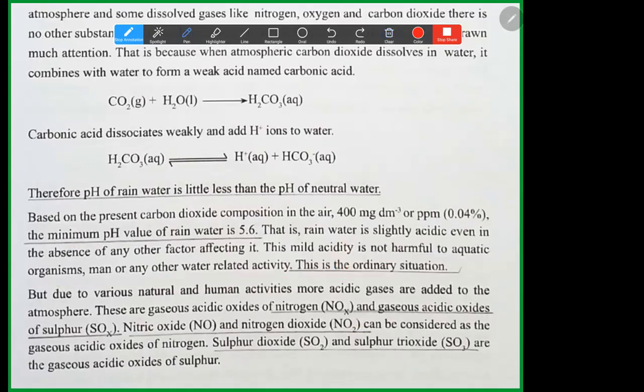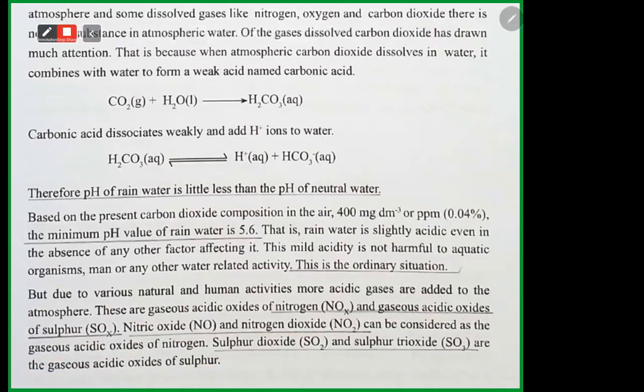It's not acidic. But due to various natural and human activities, more acidic gases are added to the atmosphere. These are gaseous acidic oxides of nitrogen, NOx, like NO2, NO3, and gaseous acidic oxides of sulfur, SOx, meaning SO2 and SO3. Nitric oxide and nitrogen dioxide can be considered gaseous acidic oxides of nitrogen. Sulfur dioxide and sulfur trioxide are gaseous acidic oxides of sulfur.